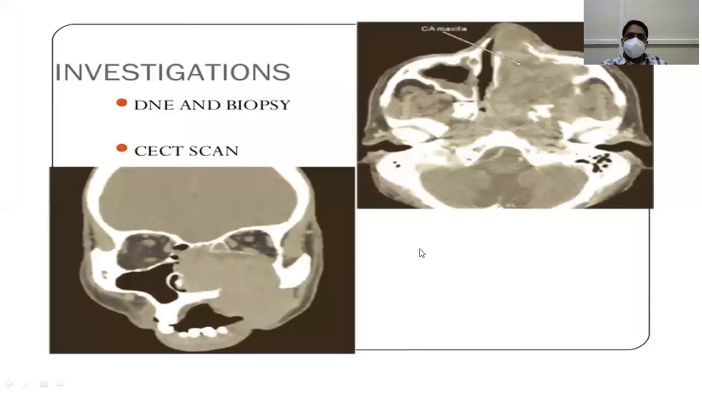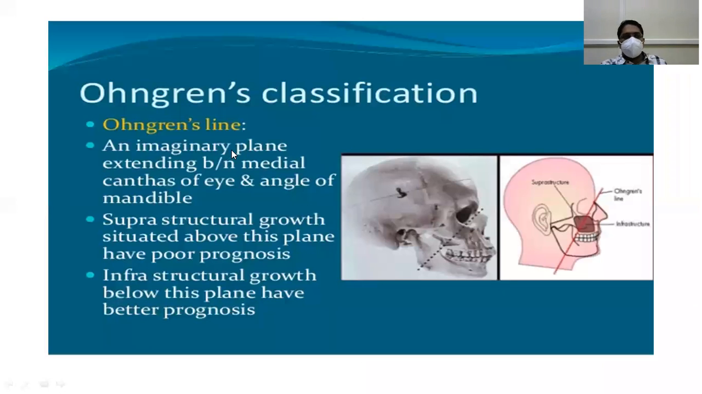Okay, what are the investigations? Investigations are mainly biopsy, diagnostic nasal endoscopy and biopsy, and CECT scan, contrast enhanced. Here you need to know the names of some classifications of maxillary sinus carcinoma. One is Ohngren's classification. These names can be asked in viva or even as a 2 marks question.